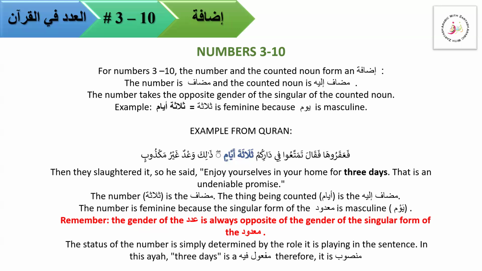And also the status of the number is simply determined by the role it is playing in the sentence. And in this ayah, 3 days is maful fihi, and that is why it's mansoob. So then they slaughtered it. So he said, enjoy yourselves in your home for how many? Because it's giving the answer for how many? For 3 days, and that is a maful fihi. So this is about the numbers 3 to 10.